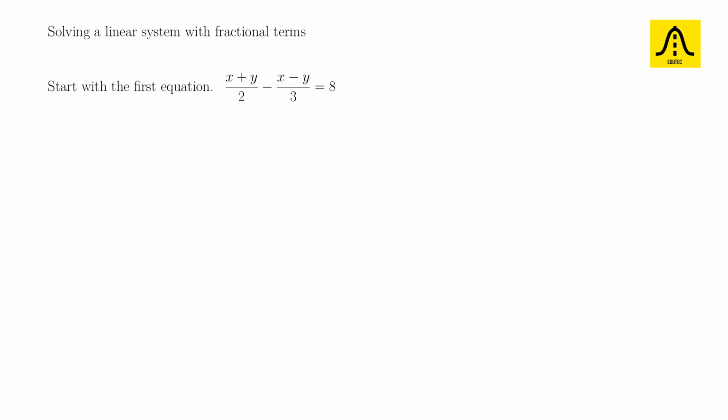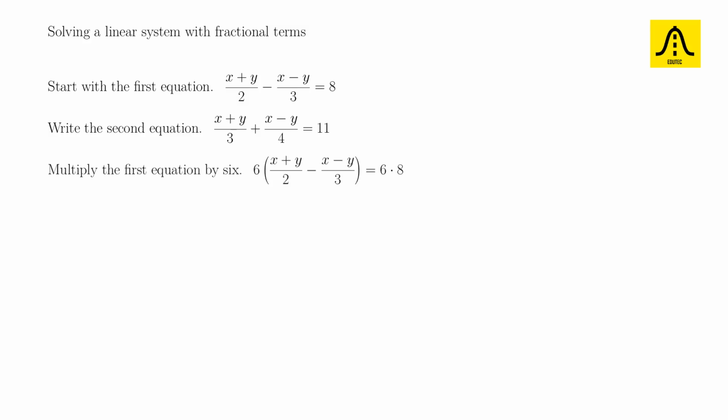We start by writing the first equation exactly as given. Now write the second equation. We will clear the fractions before eliminating. For the first equation, the common denominator is 6, so multiply both sides by 6.